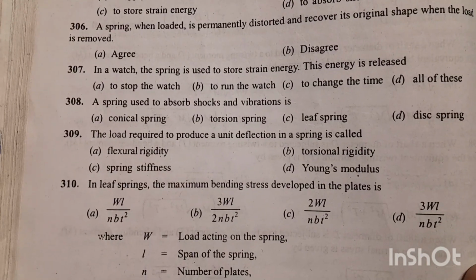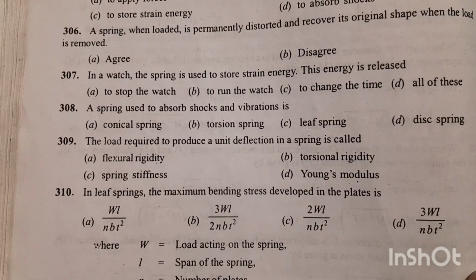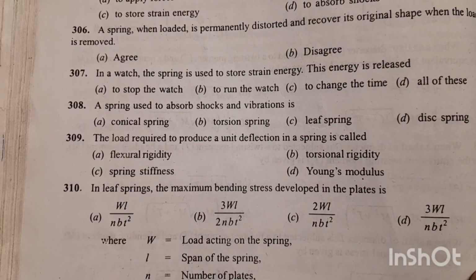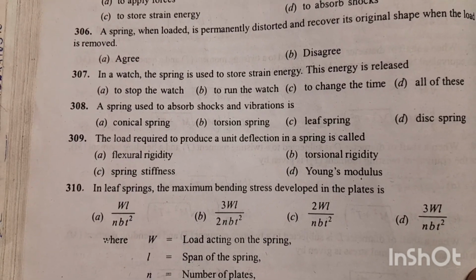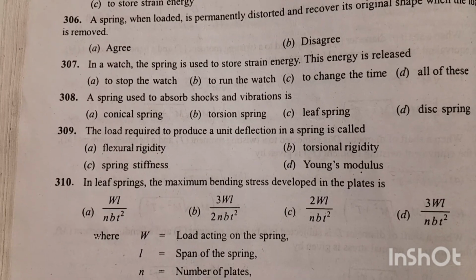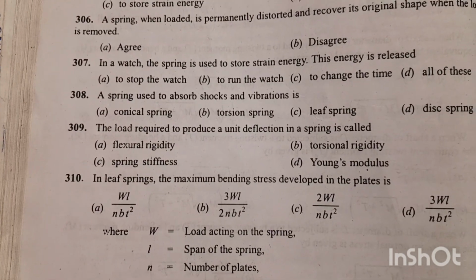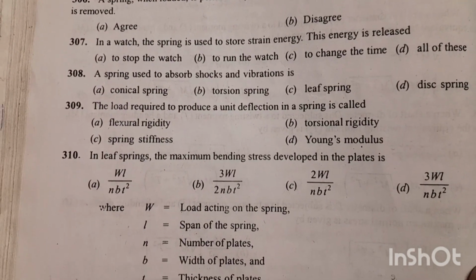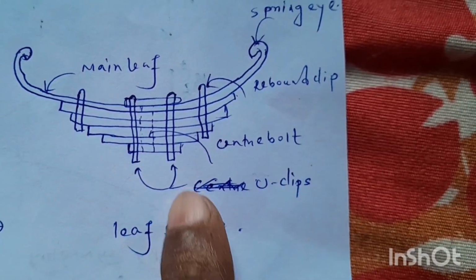Next question 308. A spring used to absorb shock and vibration is. Option C is the right answer, leaf spring. This is the simple form of spring used for the suspension in wheeled vehicles. This is the leaf spring.